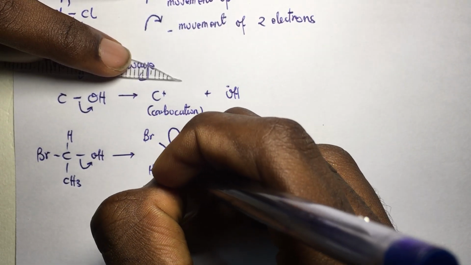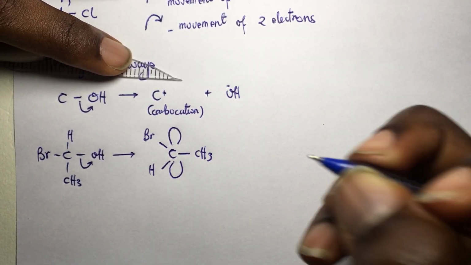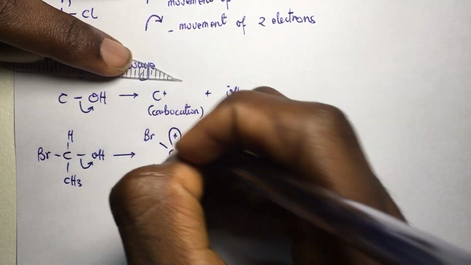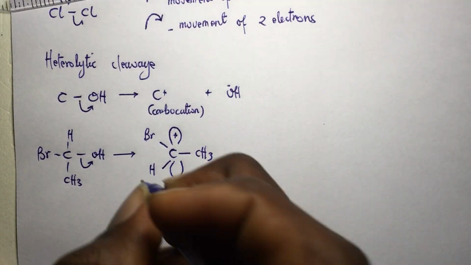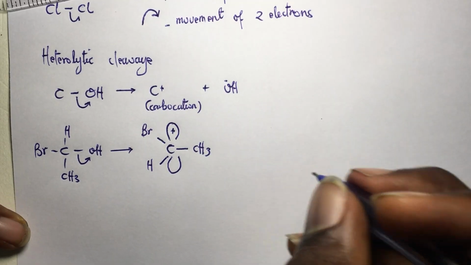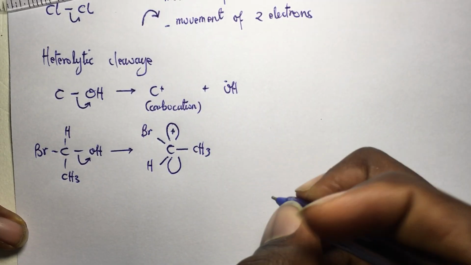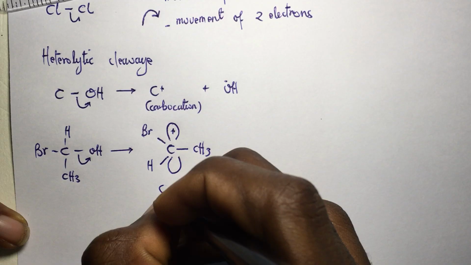You know how a p orbital looks like a dumbbell. So this is how it will look, and there is nothing inside, so the positive charge can be here, or you can put the positive charge here. This is a carbocation.